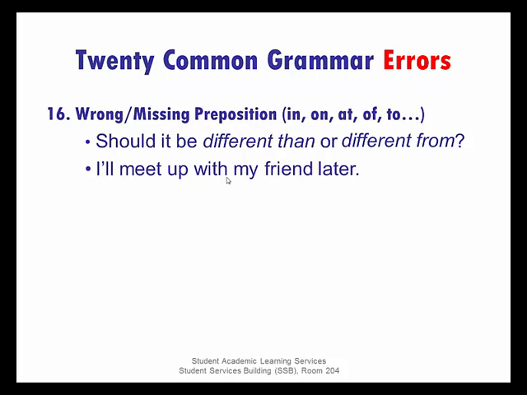Number 16, wrong, missing prepositions. Prepositions are those words that we use such as in, on, at, of, to, and so on. The first example is, should it be different than or different from? In academic writing, it should be different from. This is different from that. Different than is more of a conversational style.